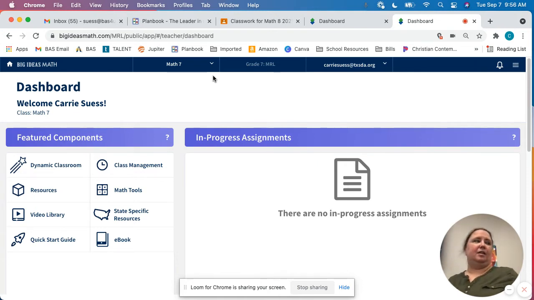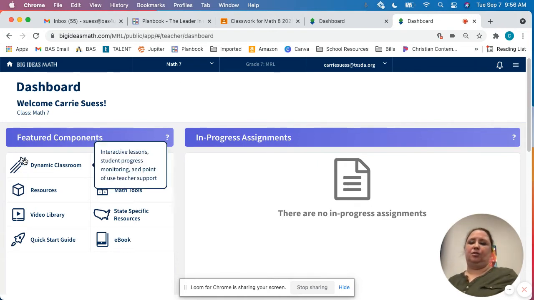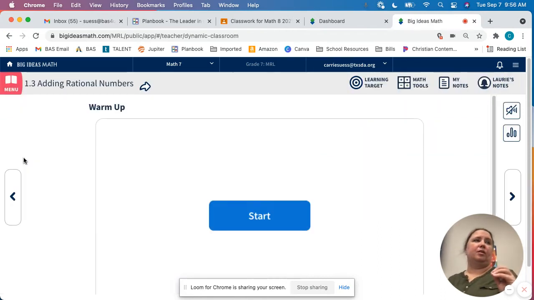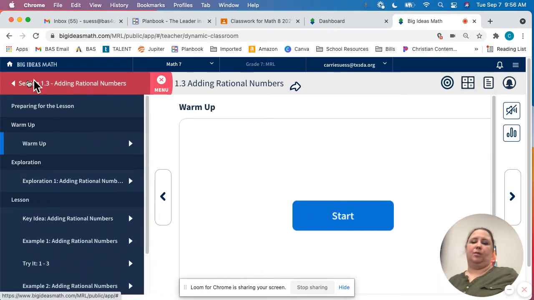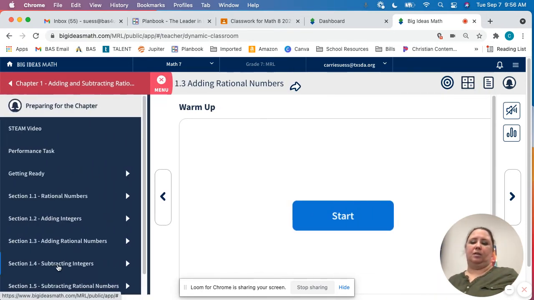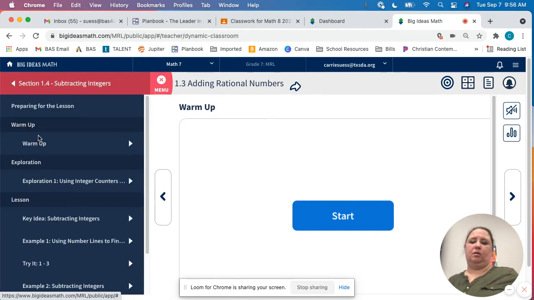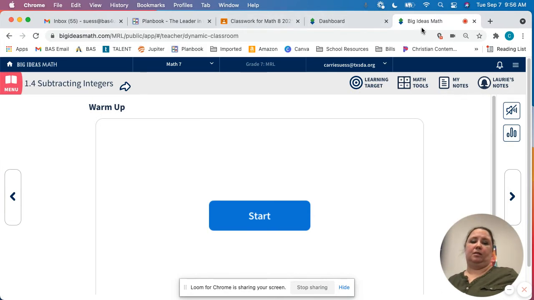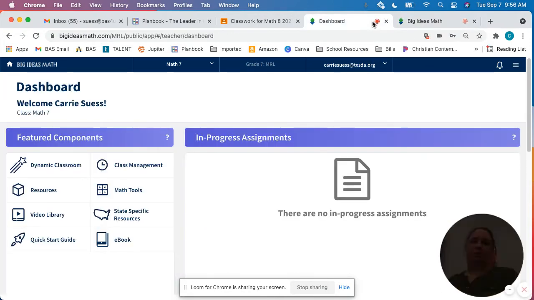Educate. Okay, as a refresher to get to your warm-ups, if you didn't know how to get there, remember my screen looks slightly different than yours. But you should have something along this red menu, and you can go back, and we're to section 1.4, warm-ups. Okay, so that's 7th grade, 8th grade.